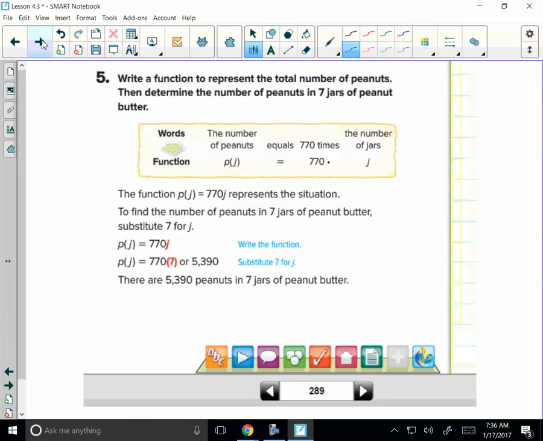So number 5, all kind of the same problem. It says to write a function to represent the total number of peanuts, then determine the number of peanuts in 7 jars of peanut butter. Realize they're probably going to throw in a question at the end here that you do need to solve. So here's our words. We have number of peanuts, which we know represents our y value, or the dependent variable, is equal to 770 times the number of jars. And we know that this is our x value. So this still looks like the equation y equals mx, just different variables. Now if we want to figure out how much is in 7 jars of peanut butter, all I'm going to do is take that 7 and plug it in for j here.